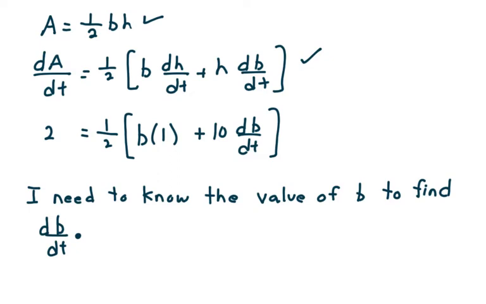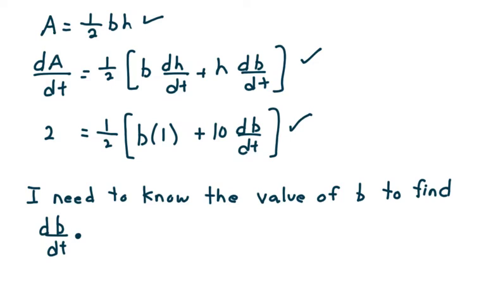Now, we know that dh/dt is 1 centimeter per minute, so I'm going to replace dh/dt with 1. We know that h, the altitude, is 10 centimeters, so I'm going to replace h with 10. And we know dA/dt is 2 square centimeters per minute, so I'm going to replace dA/dt with 2. So 2 is 1/2 the quantity, b times 1, plus 10 db/dt.